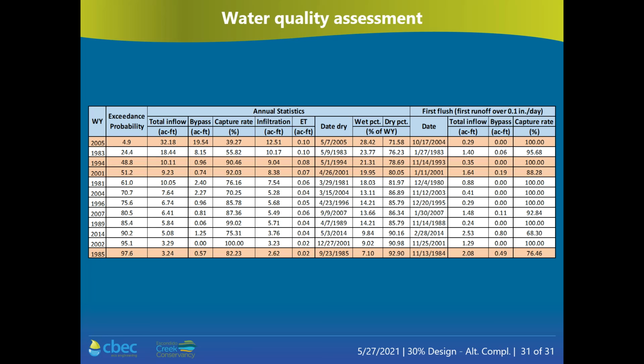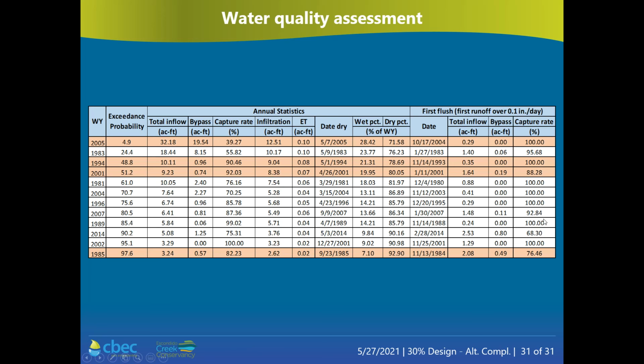And we can look at statistics for the first flush. So the first flush we've defined here is the first runoff event each year that's greater than 0.1 inches per day of runoff from the watershed. And then we can look at similar metrics there like total inflow, bypass, and capture rate.